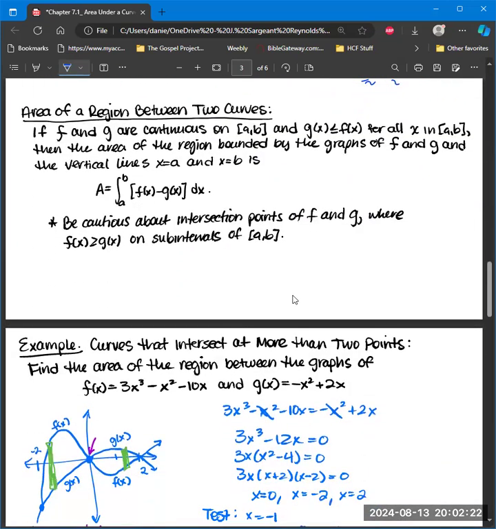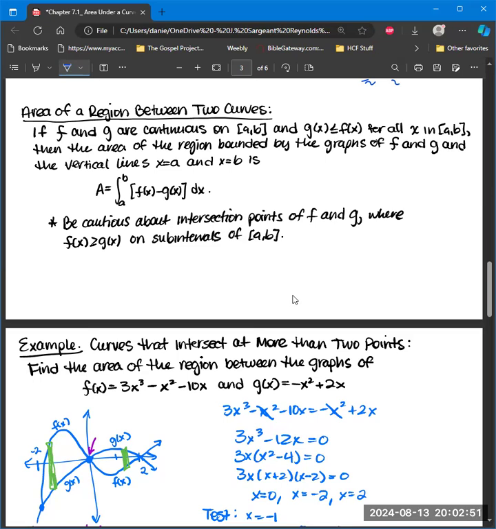So to find the area of a region between two curves, if f and g are continuous on the closed interval from a to b, and g of x is less than or equal to f of x for all x in the closed interval a to b, then the area of the region bounded by the graphs of f and g and the vertical lines x equals a and x equals b is the integral from a to b of the quantity f of x minus g of x dx.